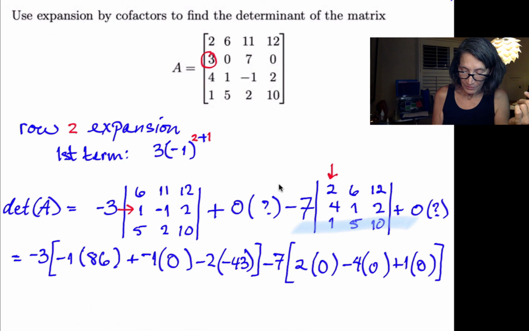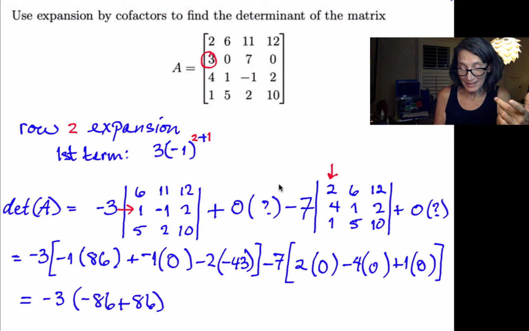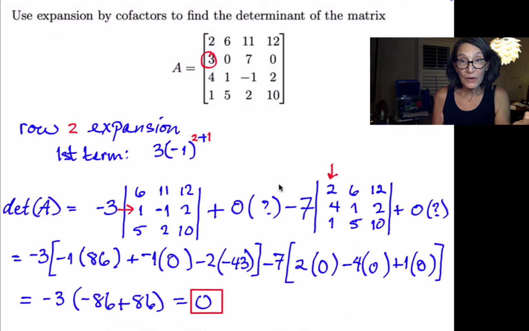So simplifying, cleaning things up a little bit, we end up with negative 3 times negative 86 plus 86, which is just 0. So our determinant turned out to be 0. All right, so we're going to learn more facts about determinants and determinants of special matrices in the next section, namely elementary matrices. All right, so that's an example of a cofactor expansion.